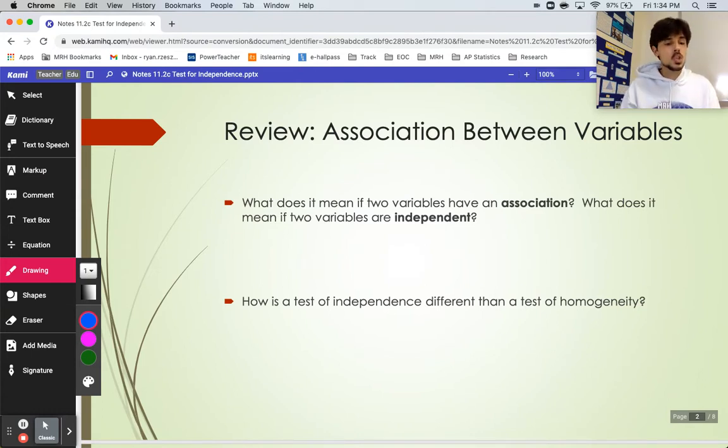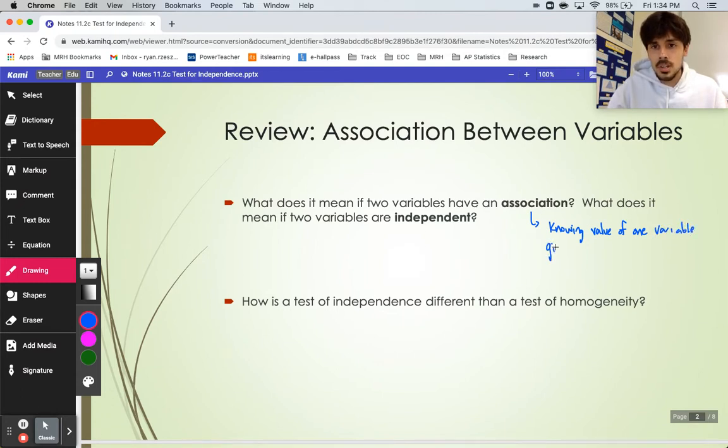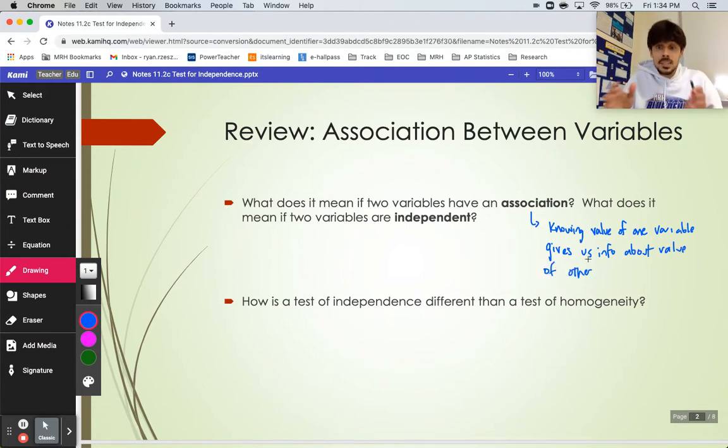So when two variables have an association, what we're really talking about is that knowing the value of one variable gives us info about the value of the other. Notice how I'm dancing around the idea of this one affects this one. That's a very strong thing to say. But if two things have an association, they're connected in some fashion. We've seen tons of examples of that over the course of the year.